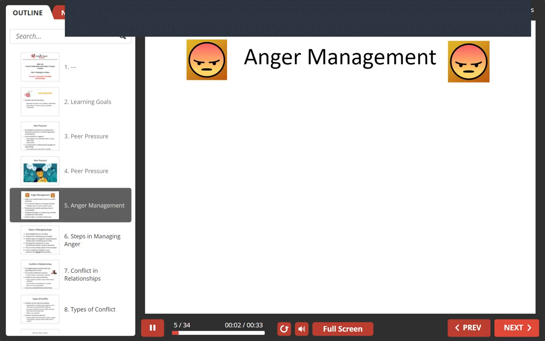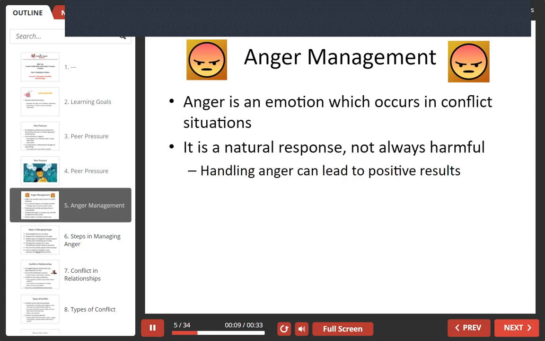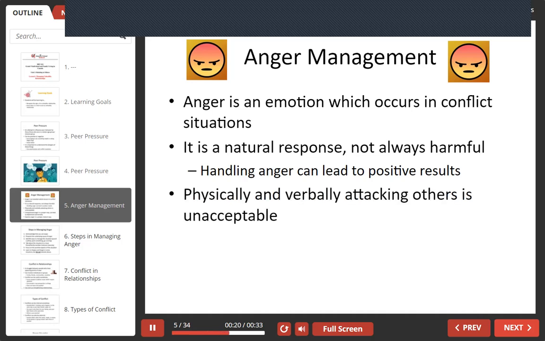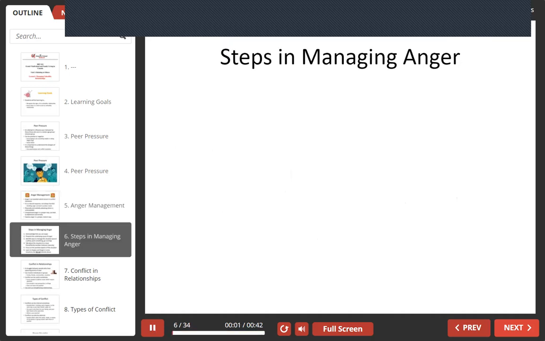So, what exactly is anger management? Anger is an emotion which occurs in conflict situations. It's a natural response and it's not always harmful, but handling your anger and reacting in a certain way can lead to positive results. Physically and verbally attacking others is unacceptable, and anger that is not expressed in a proper way can lead to depression and anxiety. Expressing anger in a proper, mature way is essential in managing your anger properly.